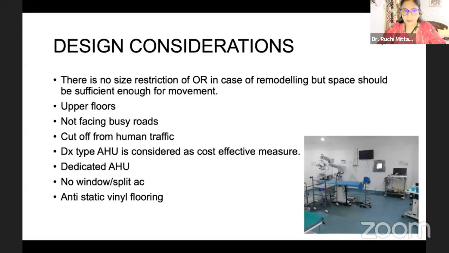OT should be placed in upper floors of the building. It should not be facing busy roads, usually cut off from the human traffic. A dedicated AHU should be there for one single OT. That means there should not be sharing between the 2 OTs. Window or split ACs are not recommended in the OR, and the flooring should be preferably anti-static vinyl flooring.